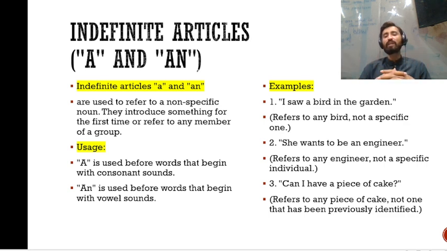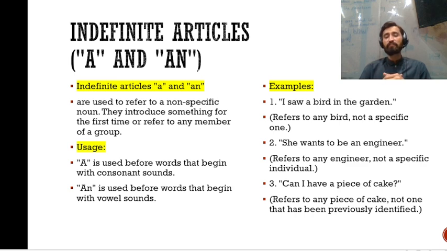She wants to be an engineer. Now, an is used because engineer begins with the sound of a vowel. So that's why we have to use an, and it refers to any engineer. We're not talking about specific engineer. If we have to talk about specific engineer, then we'll have to place the.